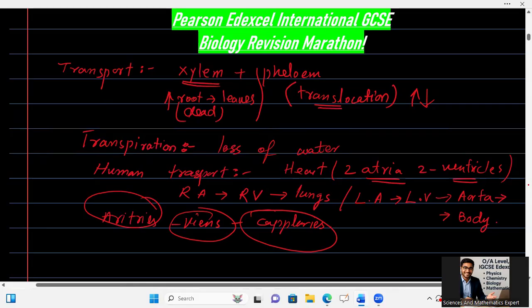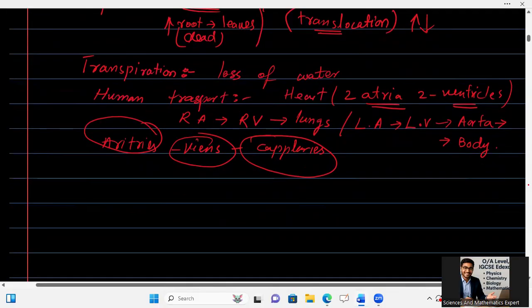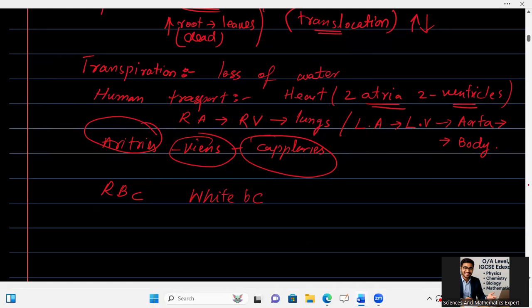After that, blood components. If I talk about blood components, then there are red blood cells, white blood cells, and platelets. If I talk about them one by one, red blood cells contain hemoglobin to carry oxygen. And they have no nucleus, so that more space can be provided for hemoglobin.